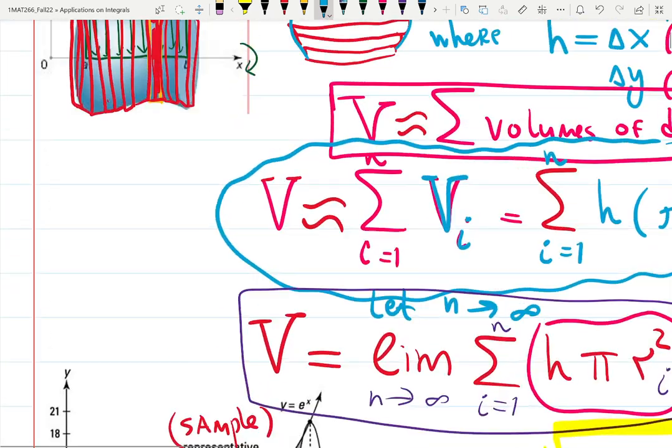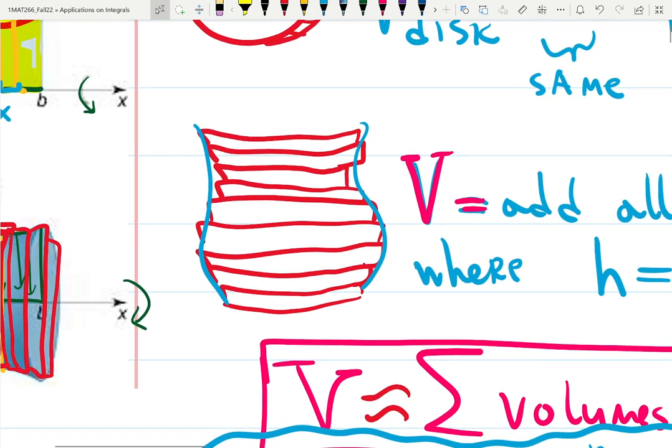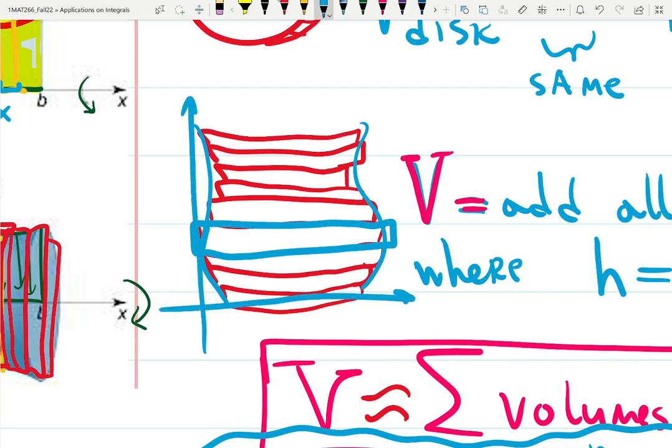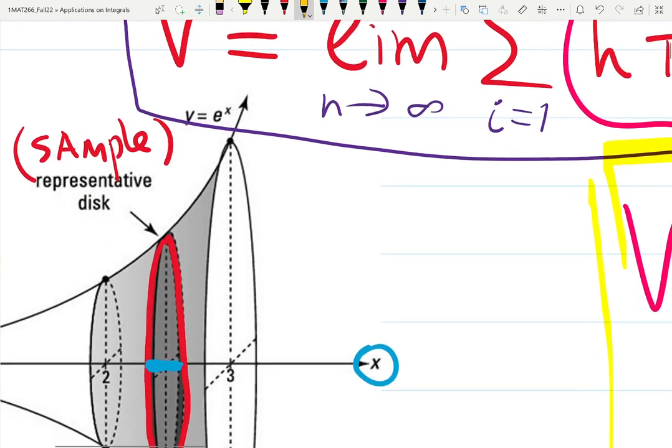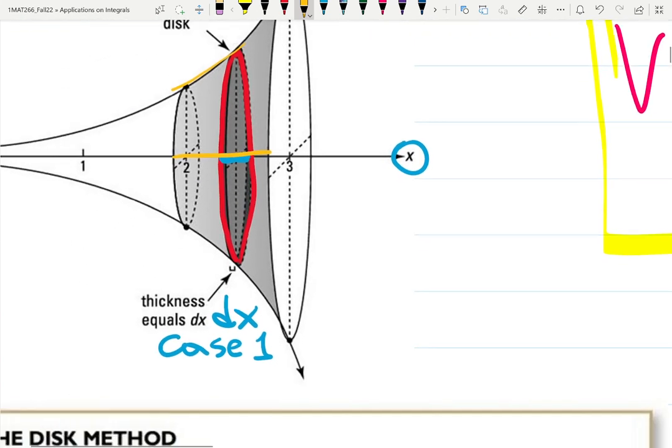If the situation is happening like so, how thick is this sample disk over here? Let's see. Oh, it's y thick, right? Here it is. It's y thick. So it's dy. Boom, case 2. So that's how you can also know it. But in general, you can see it's a function from right to left, or a function from top to bottom, like so.